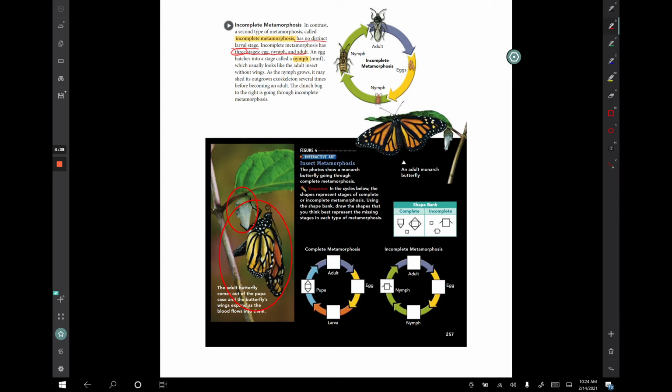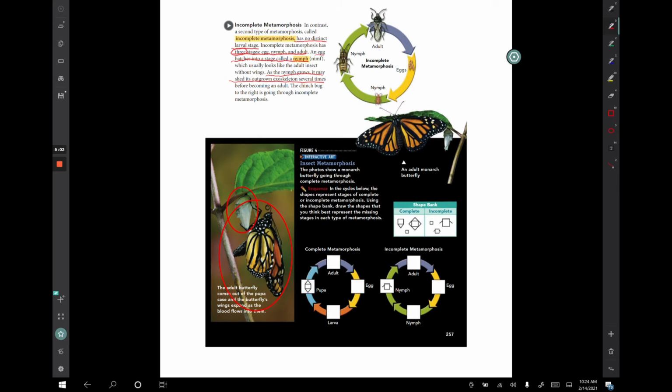So the egg will hatch into a stage called the nymph. It usually looks like a small version of the adult, but it doesn't have wings. Then as that nymph grows, it sheds its exoskeleton several times as it gets bigger before becoming an adult.